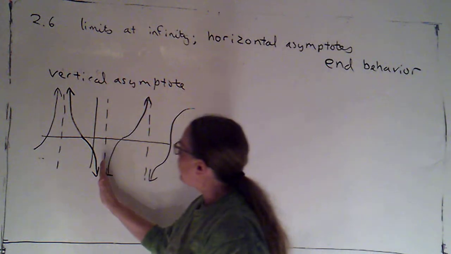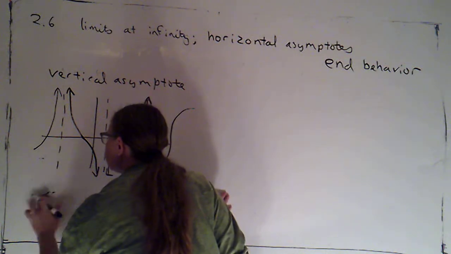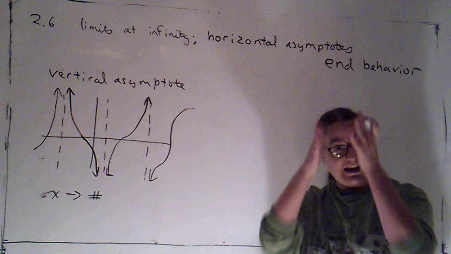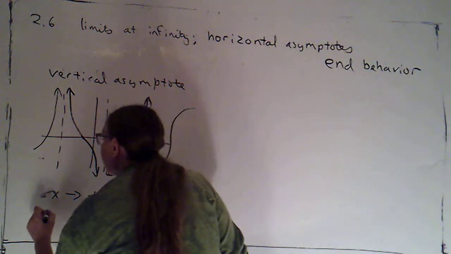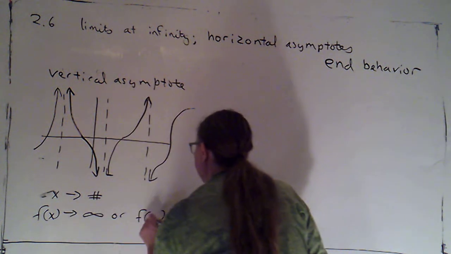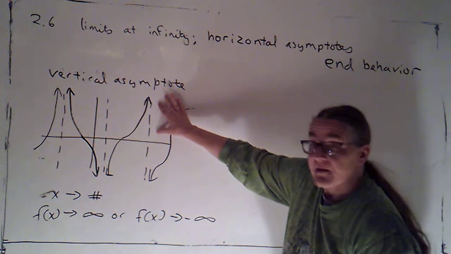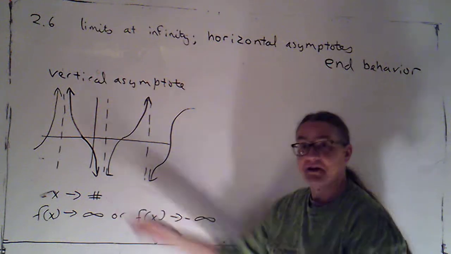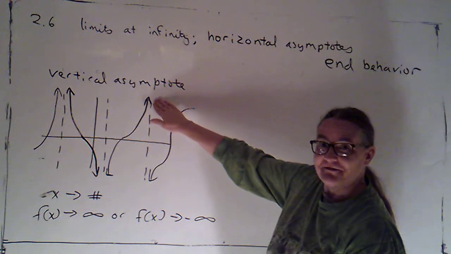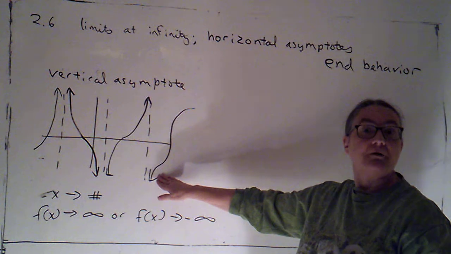But for any of these vertical asymptotes, what's going to happen is x is approaching a finite number. That would be the location of the asymptote. And f of x is going to infinity, or f of x is going to negative infinity. And of course, in the case of something like this, I would have to approach the number from the left or from the right to determine whether my function values were going off to positive infinity, which here they are from the left, or negative infinity, which here they are from the right.